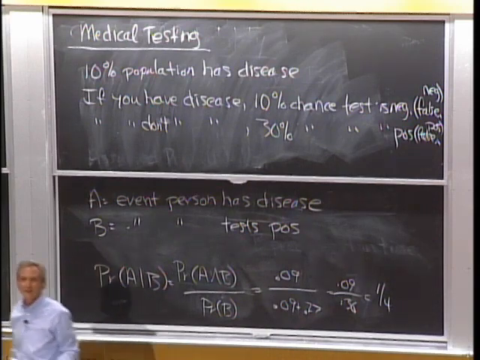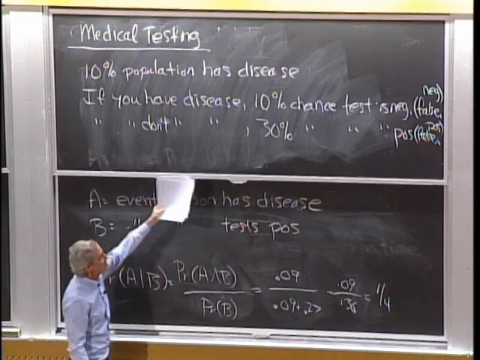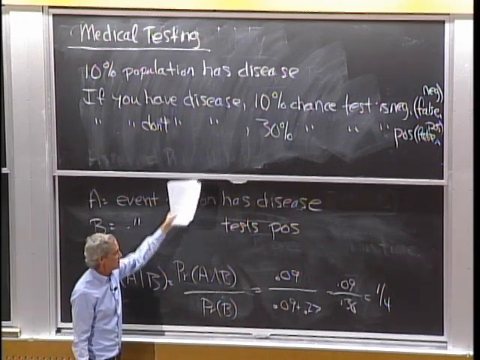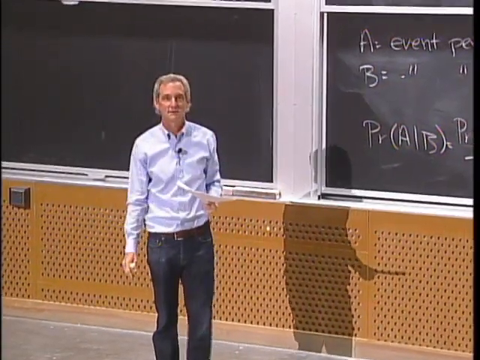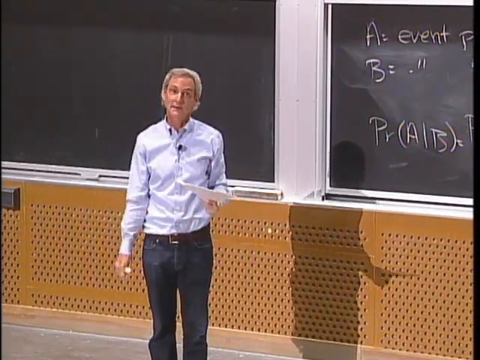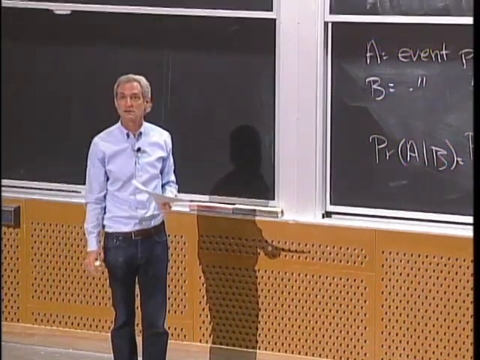Wow. That seems bizarre, right? You got a test, 10% false negative, 30% false positive, yet when you test positive, there's only a 25% chance you have the disease. So maybe you don't take the medicine. You know, if there's risk both ways, probably you don't have the disease.